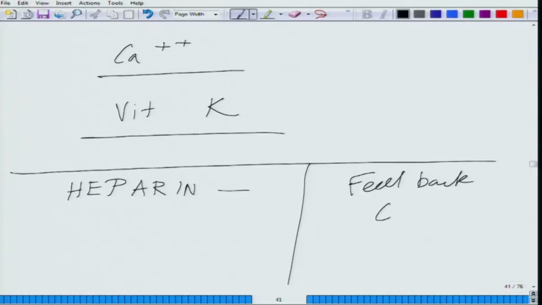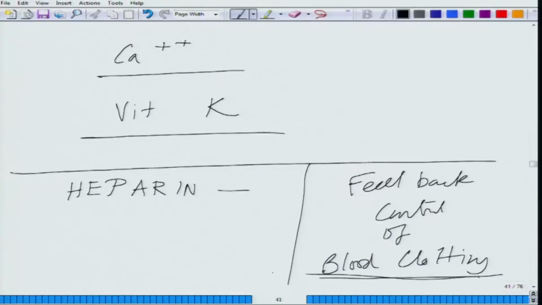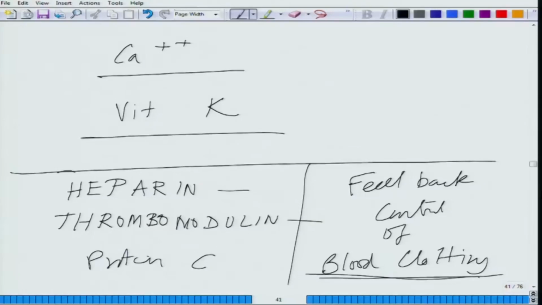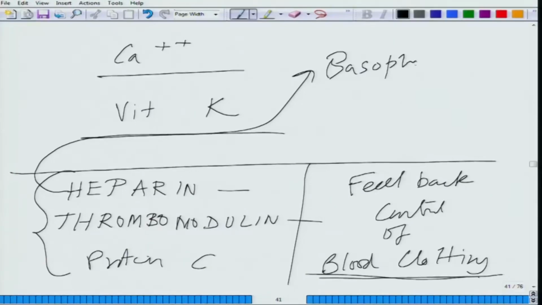Feedback control of blood clotting. Okay. This is done by heparin, thrombomodulin, and protein C. This heparin is being released by basophils, and I will be coming to basophils when I talk about the white blood cells. These are part of that. So, they basically ensure that it prevents clotting.